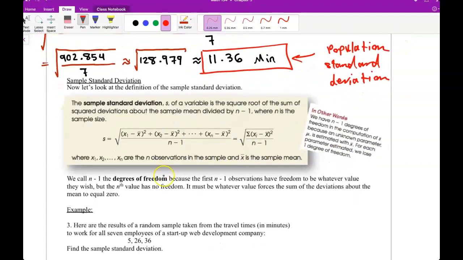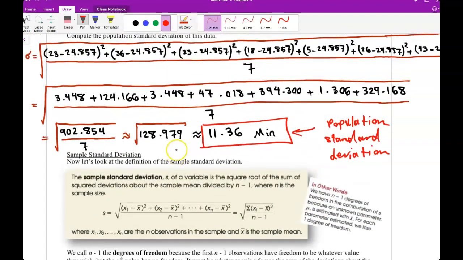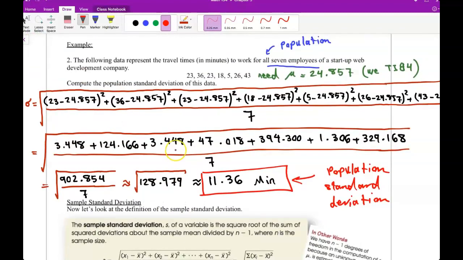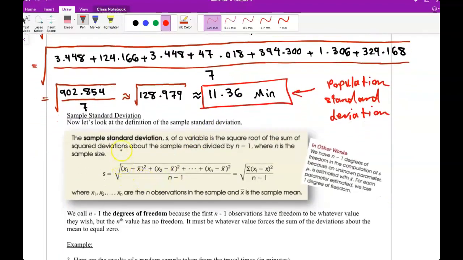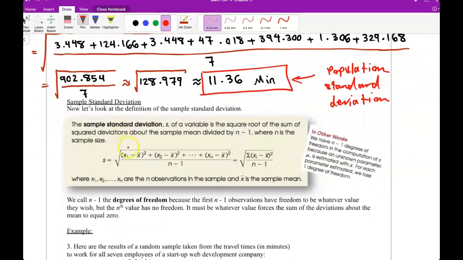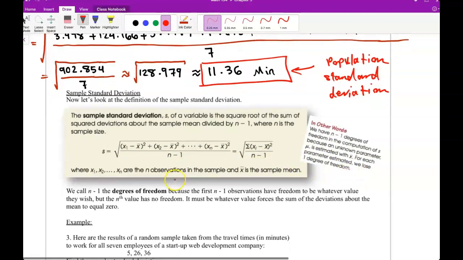Okay, so that part may seem a little bit complicated, but you only need to remember that when you have a population, you only need to divide by population size, so that is n. But when you have sample standard deviation, because of that degree of freedom, because we lose 1 degree of freedom for each parameter, we're gonna subtract 1 from sample size. This n is sample size.